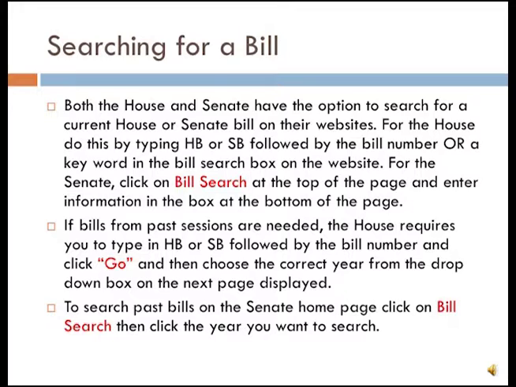If you're looking for bills from past sessions, for the House, you'll need to use HB or SB followed by the bill number in that bill search box. Click Go, and then choose the correct year from the drop-down box on the next page. If you're wanting to use the feature on the Senate page, you'll again go to the bill search feature. You'll choose either 2014 or 2015 based on the year you want to search. Then you'll be taken to a separate page, and you can type in your information in the individual bill search box.